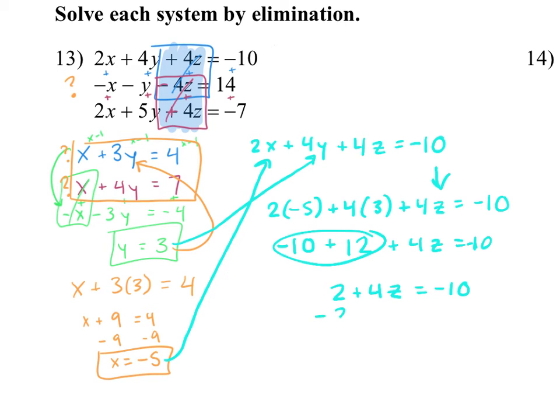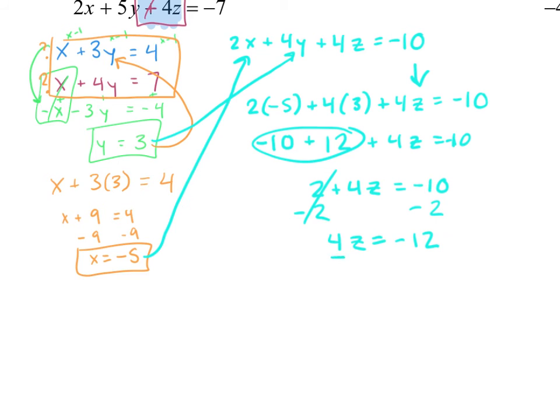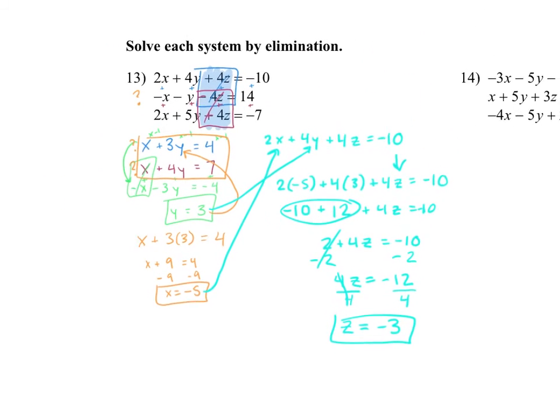Subtract 2. So 4z is equal to what? -12. What do we do next? Divide by 4. So what's z equal to? -3. Perfect. So we have our answer for x, our answer for y, and our answer for z.